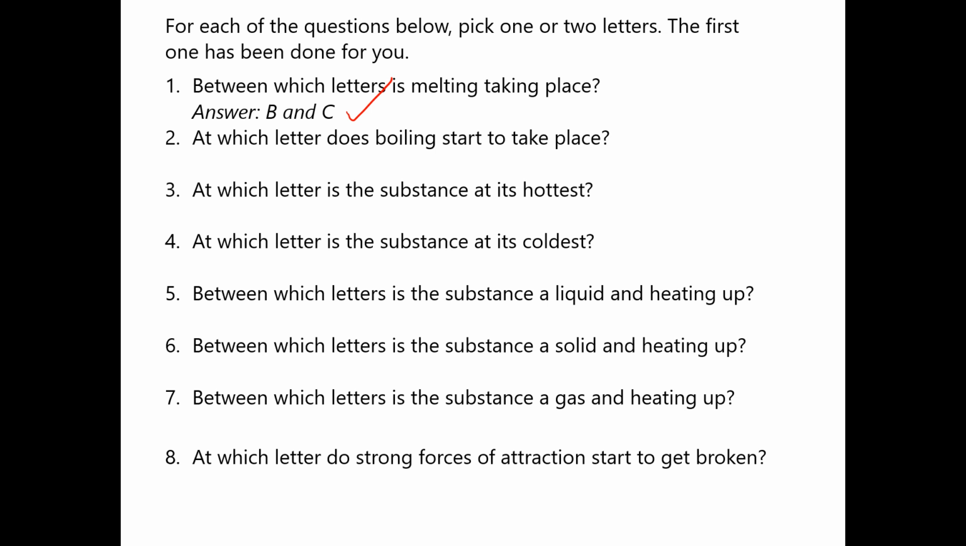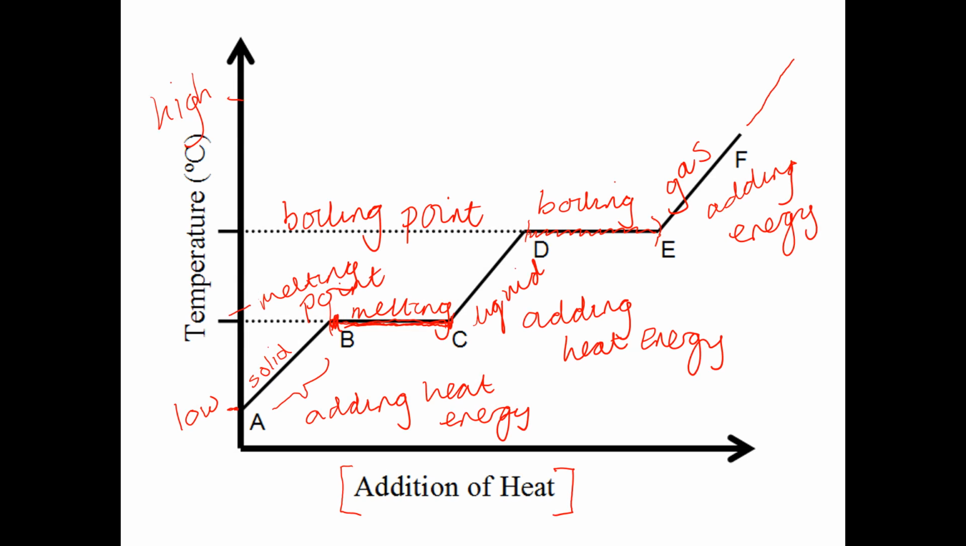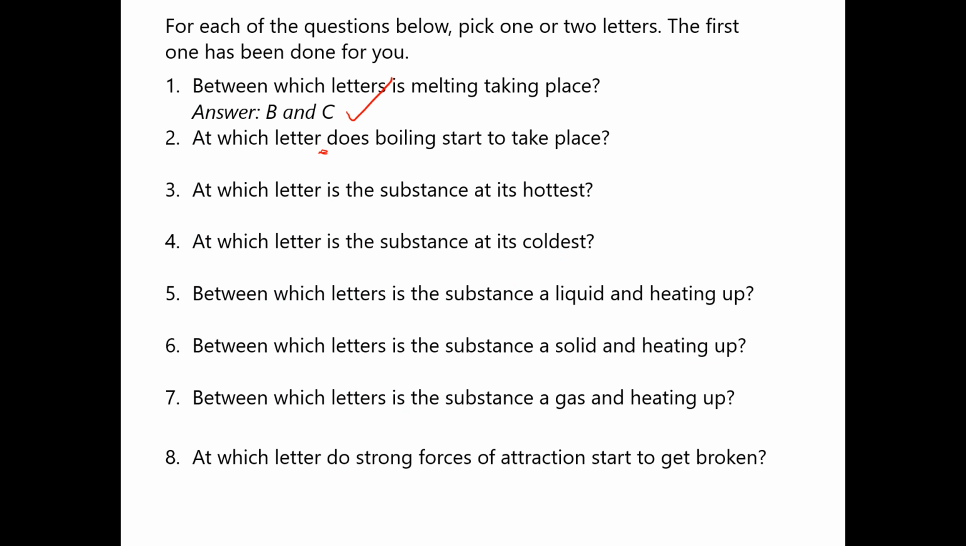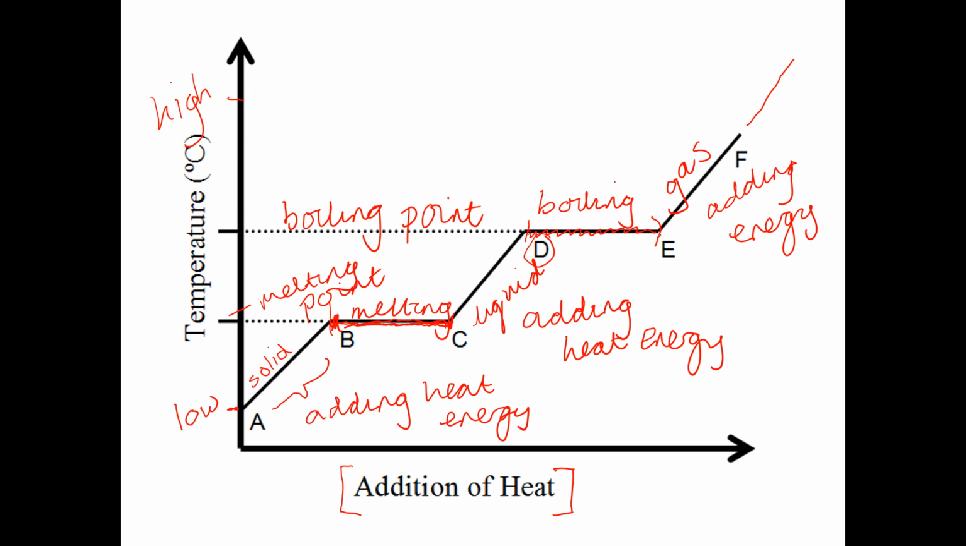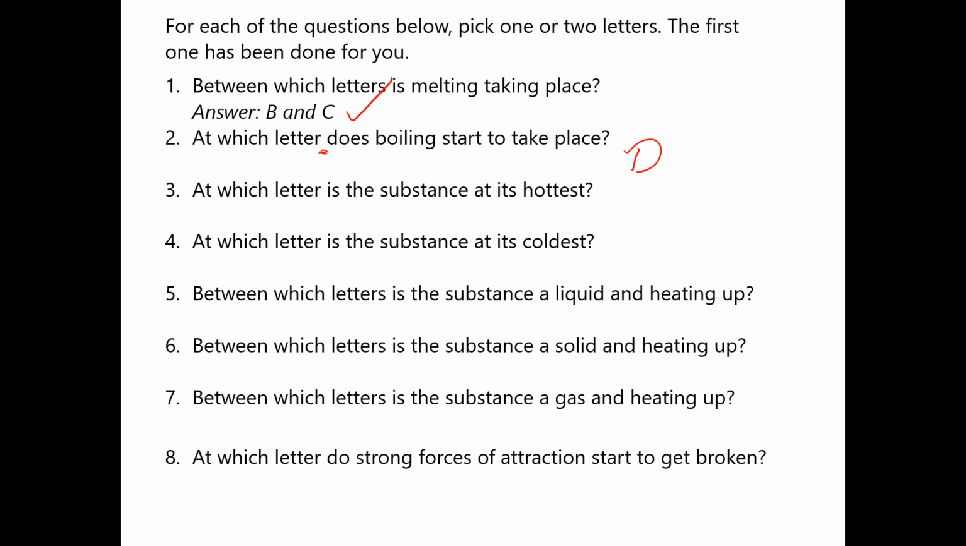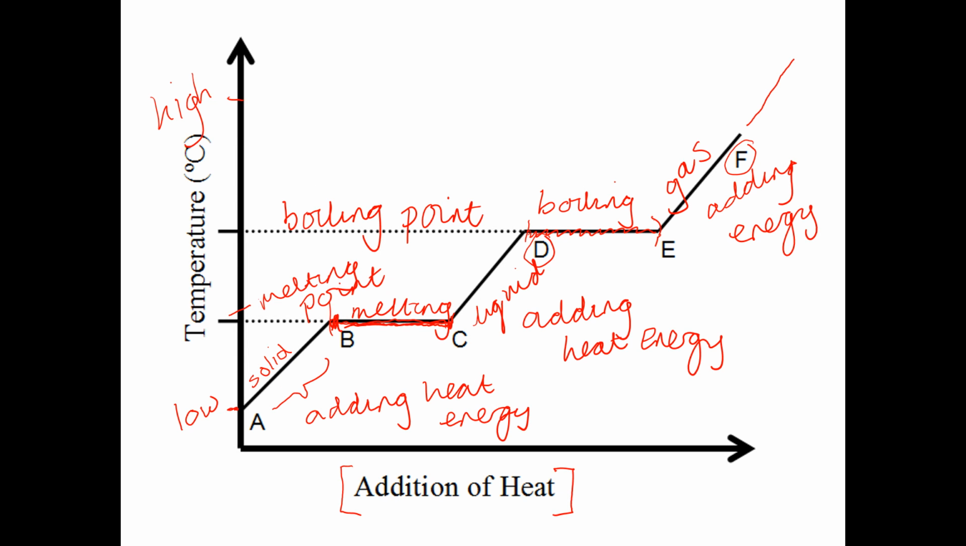Okay, at which letter? So it's only one letter here, we don't need 2 letters. At which letter does boiling start to take place? Boiling starts to happen here, at part D. So the answer there was part D. Which letter is a substance at its hottest? Temperature low, temperature high. We go all the way up here. Hottest, at least on this graph, is F. Good. Well, which letter is its coldest? Well, cold means a low temperature, so way down here. There we go.